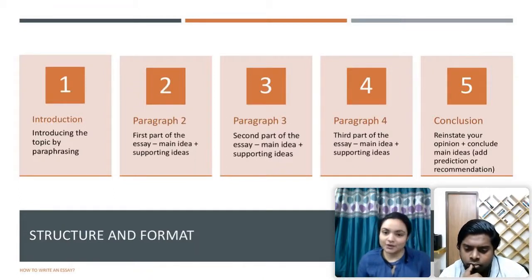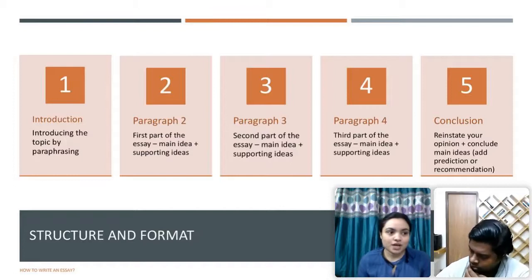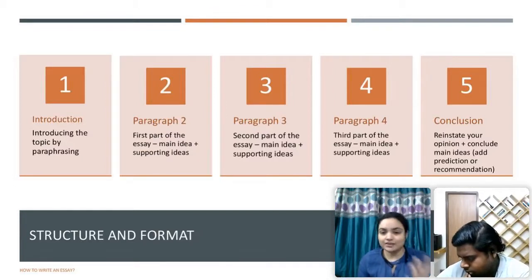30 seconds, have a look at this. This gives you a complete structure, a complete summary of almost everything we might have discussed during the session.